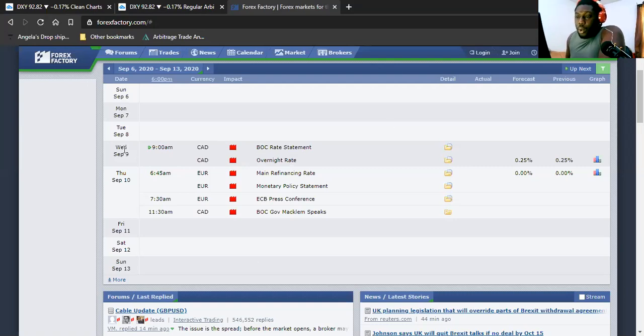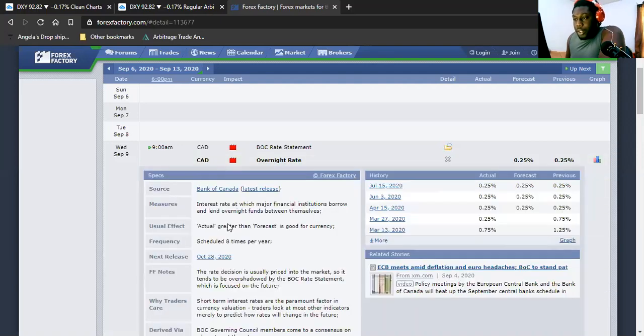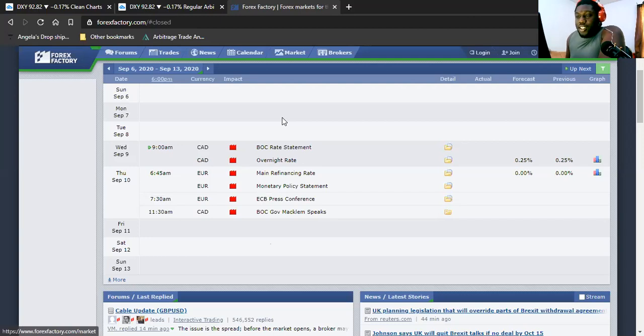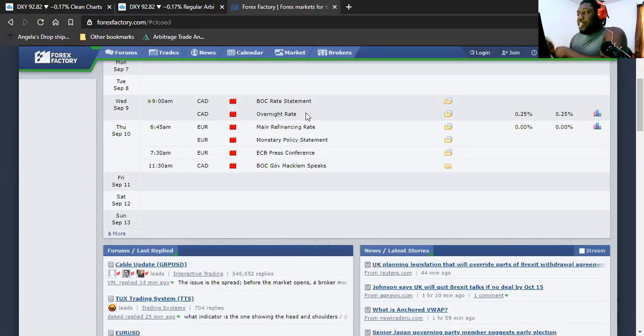And so Wednesday, we have Canadian dollar news, which is the rate statement, and then the overnight rate. It's just going to be at 9 a.m. I don't know what this overnight rate is. Give me a second. It's the rate at which major financial institutions borrow and lend overnight funds between themselves. Anyways, I guess they're just doing how they change their rates overnight or whatever. I'm guessing for currency conversion, I'm supposing. I don't know.